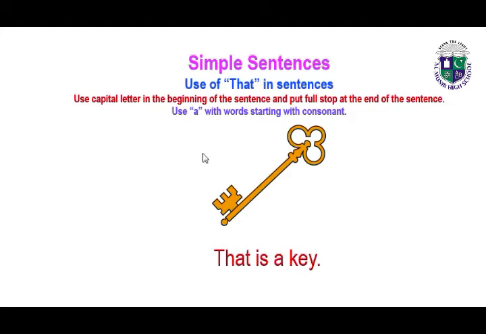So when we make the sentence, we use "that" in the sentence. We will write like this: That is a key. That is a key. Let's read again, that is a key.